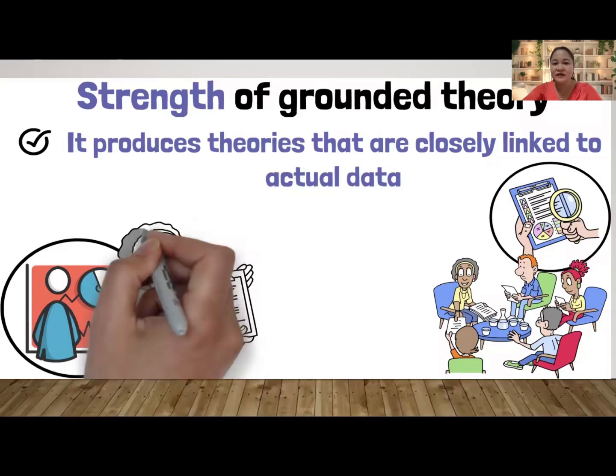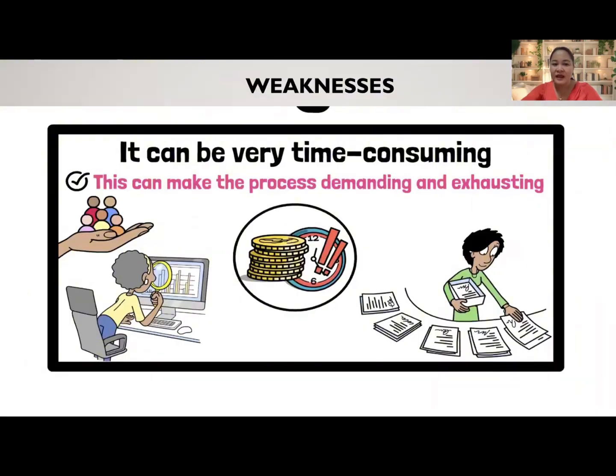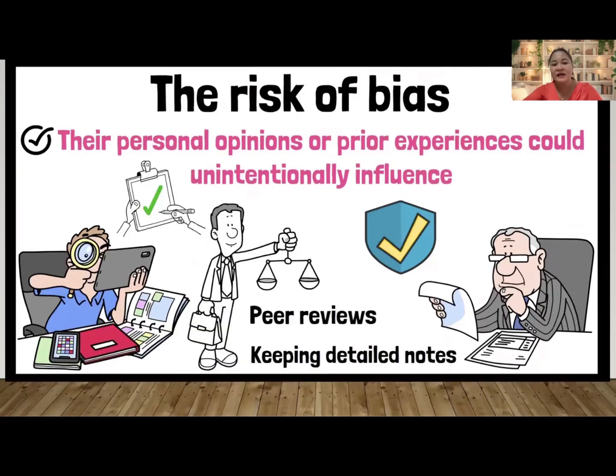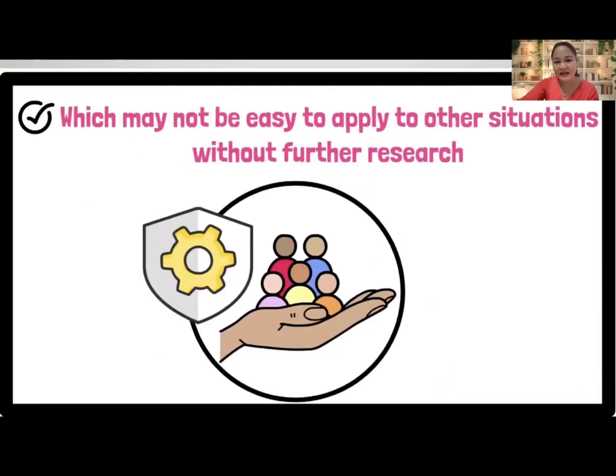What are the strengths and weaknesses of grounded theory? The strength of grounded theory is that it produces theories that are closely linked to actual data. Its weaknesses: it can be very time consuming, which can make the process demanding and exhausting. Another, personal opinions or prior experience could unintentionally influence the work, so you need peer review and detailed notes. It may also not be easy to apply to other situations without further research.